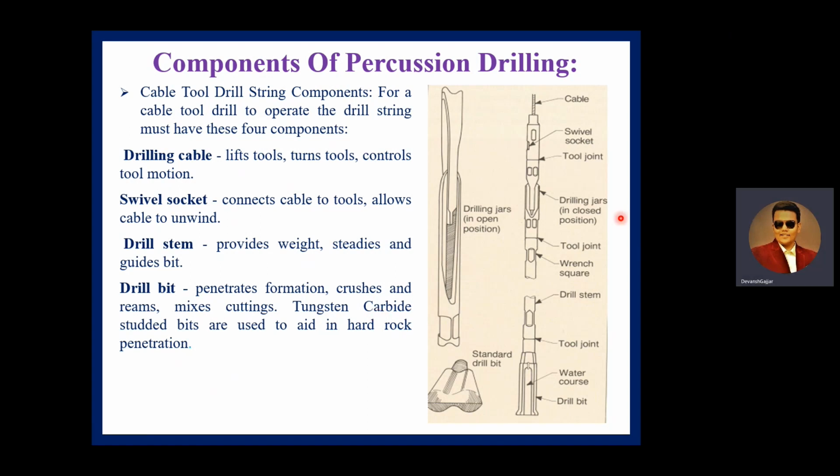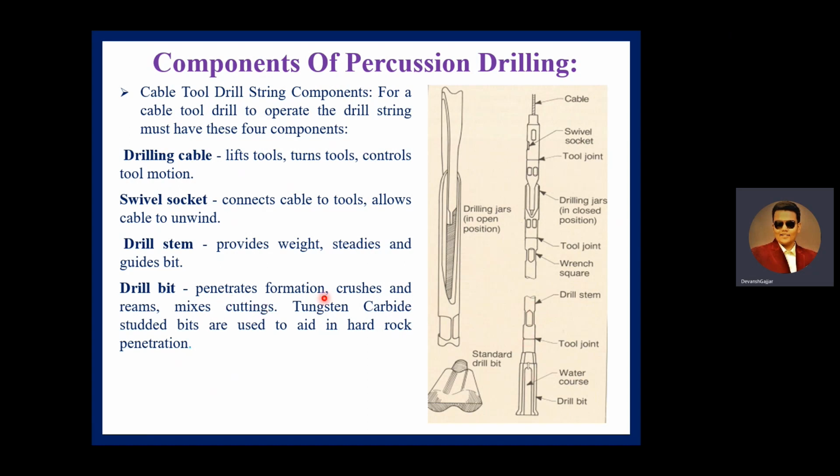The swivel socket, as you can see, connects the cable to the tools. It connects the drilling cable, as seen over here, to the tool and avoids unwinding. Means the cable does not get coiled in the well. Drill stem: it provides weight, steadies and guides the drill bit. This drill stem is used to provide weight to the drill bit, as the weight is necessary to break the rock into smaller pieces.